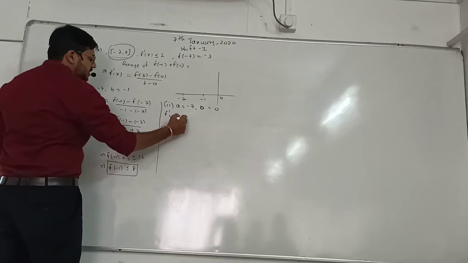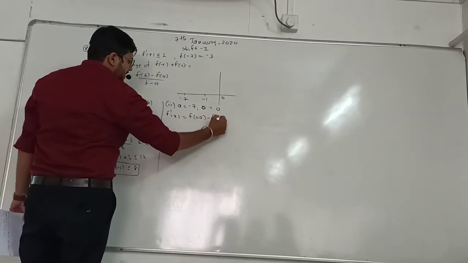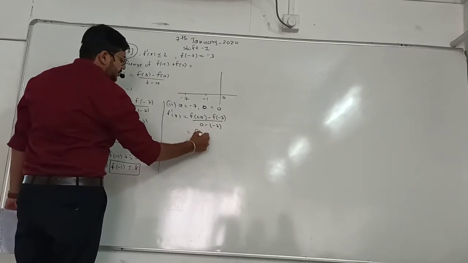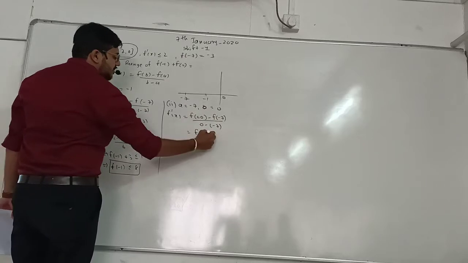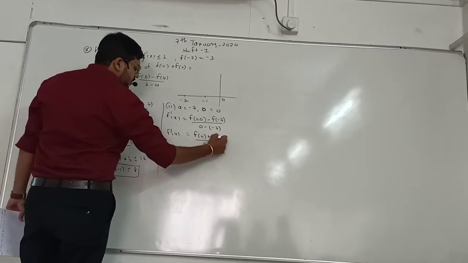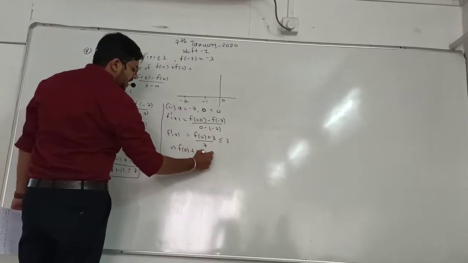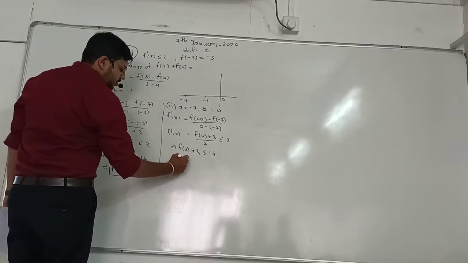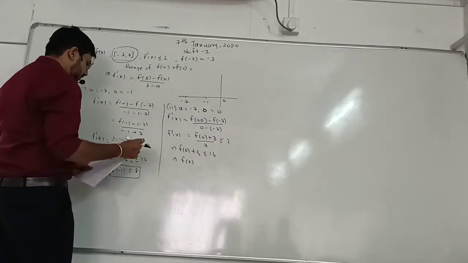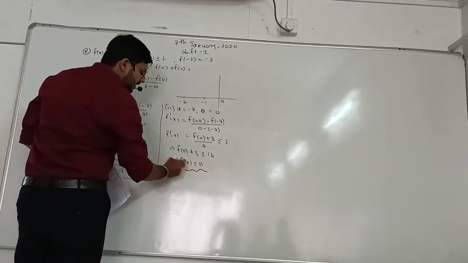So according to this, it's f of 0 minus f of minus 7 by 0 minus 7, which is f of 0 plus 3 by 7. And this is again less than or equal to 2. So f of 0 plus 3 is less than or equal to 14. So f of 0 is less than or equal to 11.